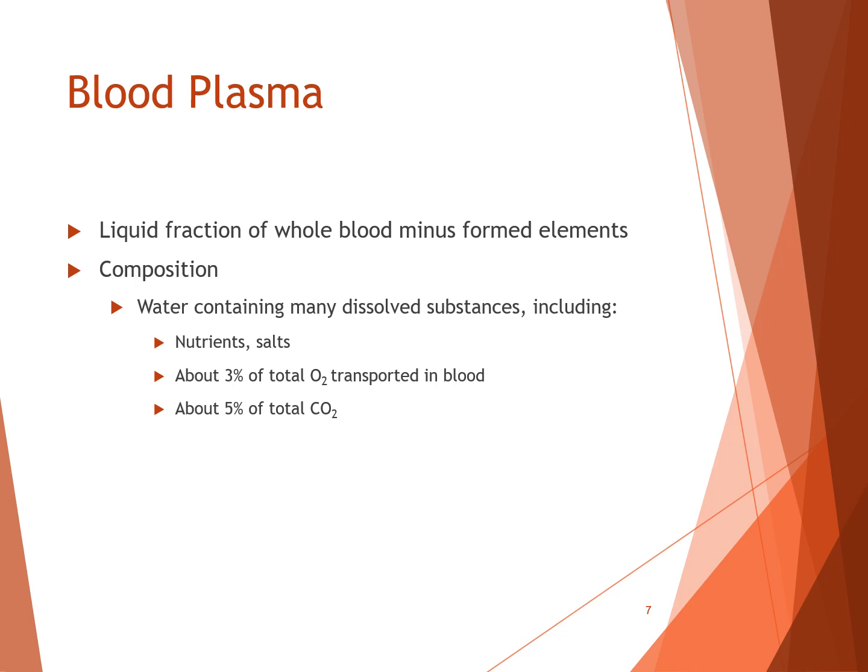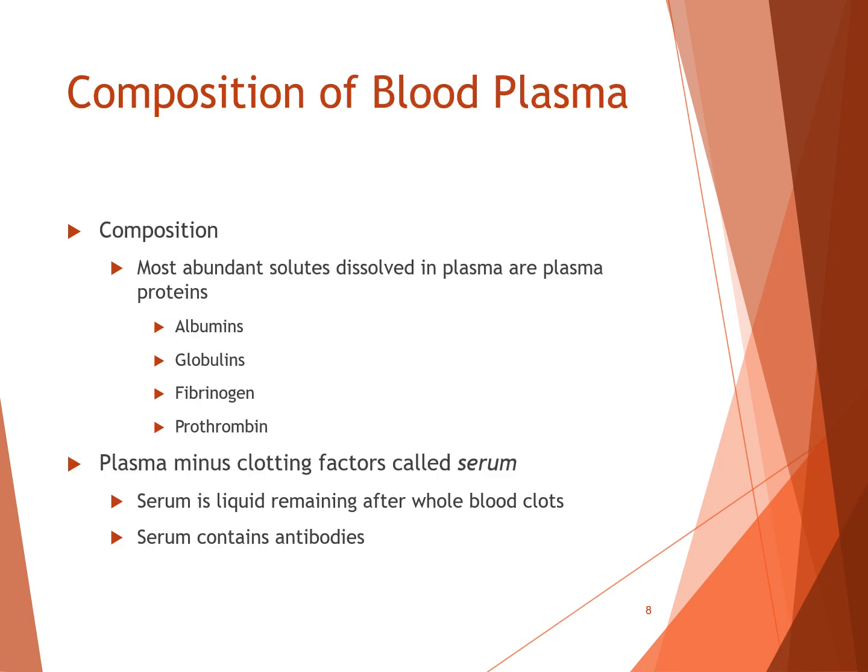To further break down the composition of blood plasma, this slide is just talking about those nutrients we were mentioning previously. Ions such as salt are also dissolved in the plasma, and floating in the plasma as well are some dissolved gases like oxygen and carbon dioxide. As I mentioned previously, blood plasma also has proteins floating in it. And the most common proteins are albumins and globulins.